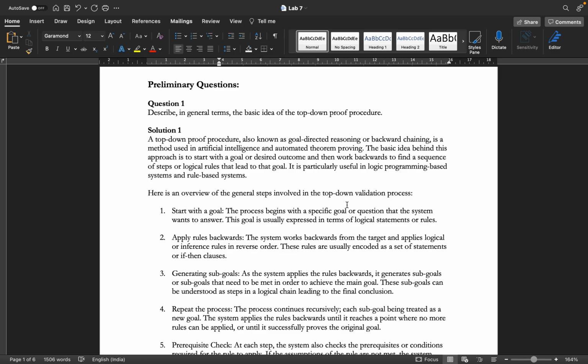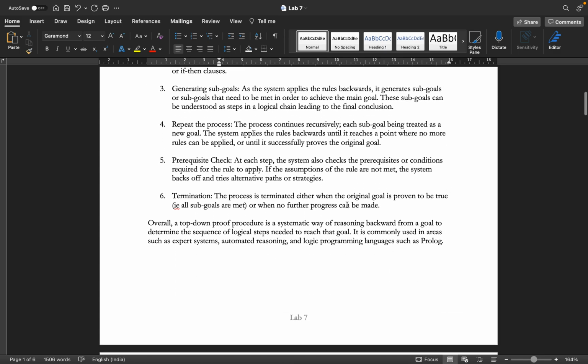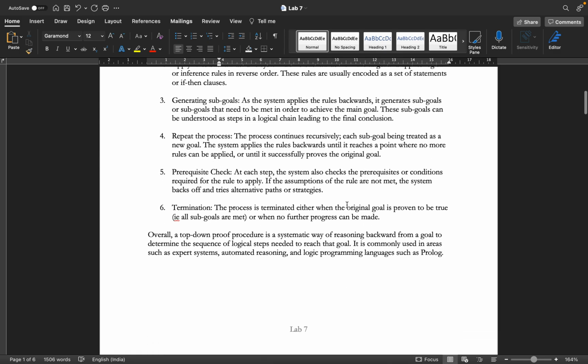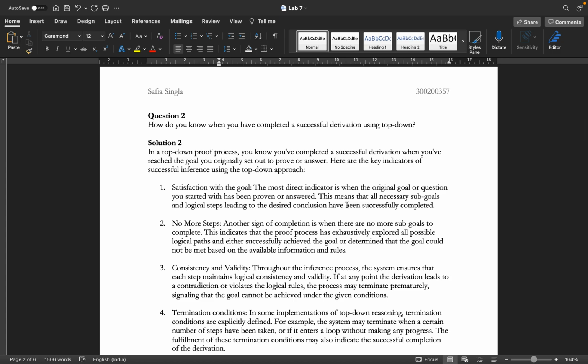A top-down proof procedure, also known as goal-directed reasoning or backward chaining, is a method used in artificial intelligence and automated theorem proving. The basic idea behind this approach is that we start with a goal or a desired outcome and then work backwards to find a sequence of steps that lead to that goal. And I have described more about it in my solution.